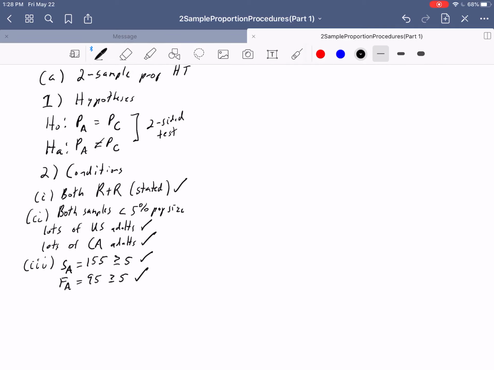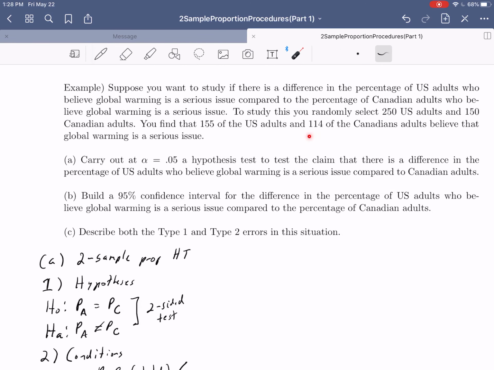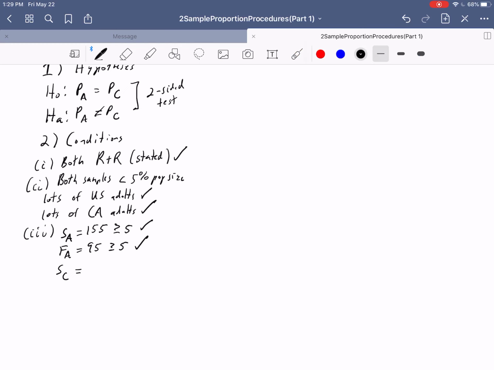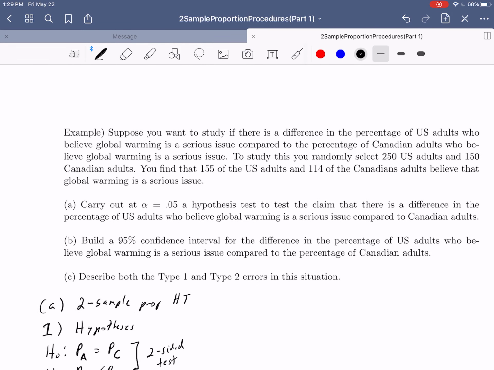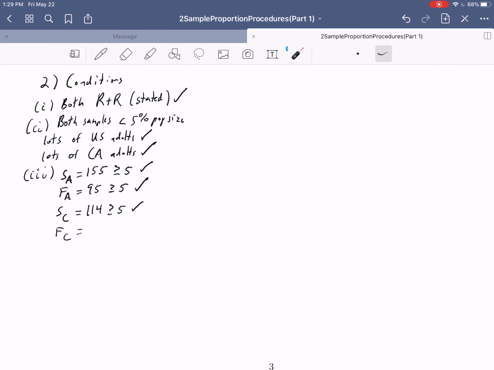Now we need to do the same for the Canadian group. The successes in the Canadian group were equal to 114, because 114 people said it was a serious issue. That's greater than or equal to 5. And for the failures in the Canadian group, we talked to 150 Canadians, so 150 minus 114, that would be 36, said it was not a serious issue, which is greater than or equal to 5, so we're all good. Notice that we're just confirming that in each sample separately, the number of successes and the number of failures are both greater than or equal to 5.